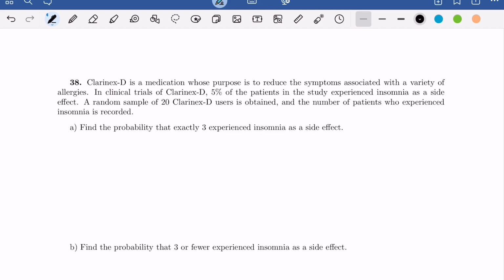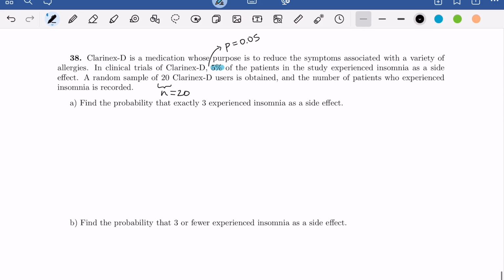So before we do that, let's just note some things from the problem statement here. We have a random sample of 20 users. So this tells us that n is going to be 20. And then we saw that 5% of the patients experience this insomnia that we're looking for. So the probability in this case is going to be 5% or 0.05. So with this information, we can use the formula that we saw in the last example, our binomial probability formula, to find the probability that exactly three experience insomnia as a side effect.